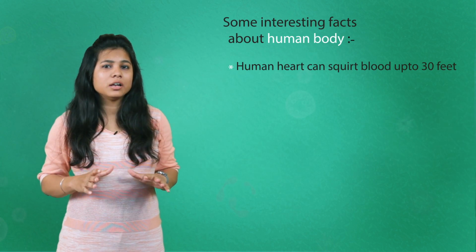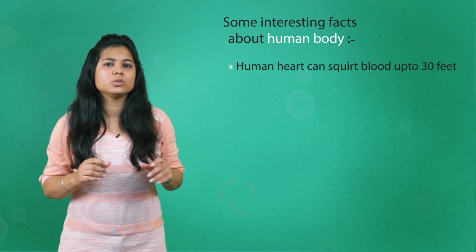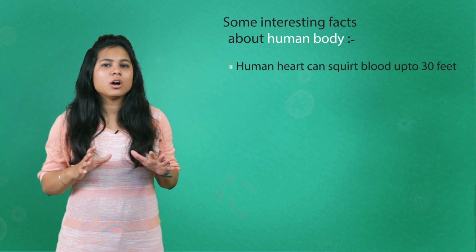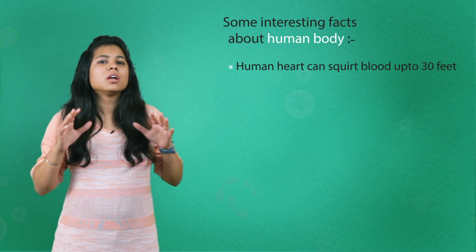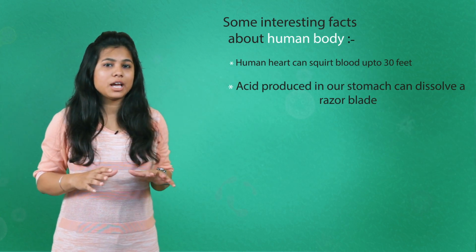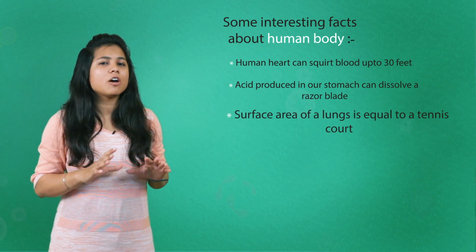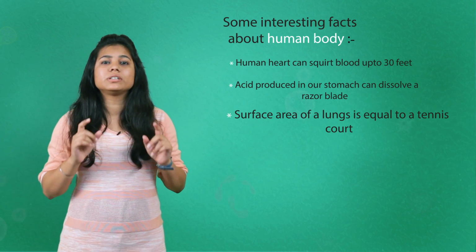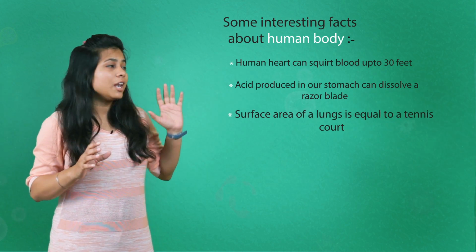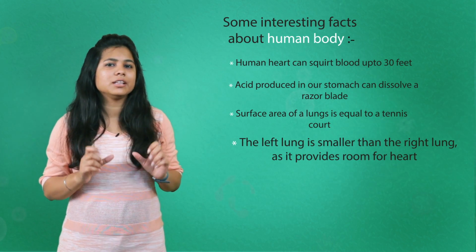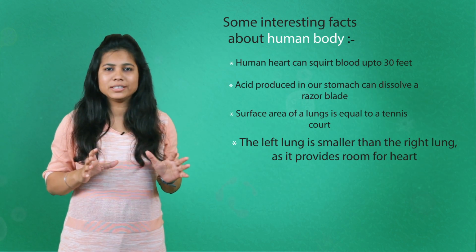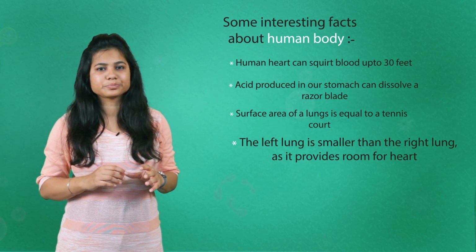The human heart can squirt blood up to 30 feet. Now that is interesting. The acid produced in our stomach can dissolve a razor blade. The surface area of our lungs is equal to a tennis court. The left lung is smaller than the right lung because it makes room for your heart.